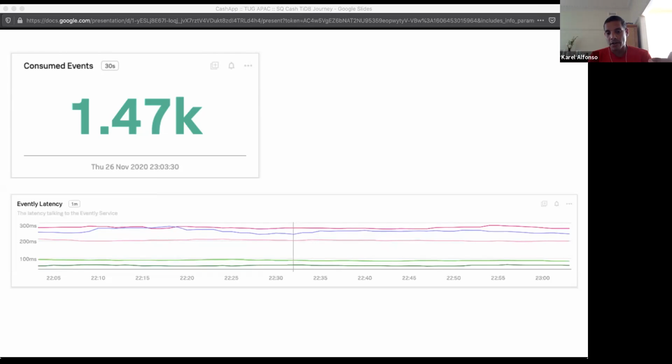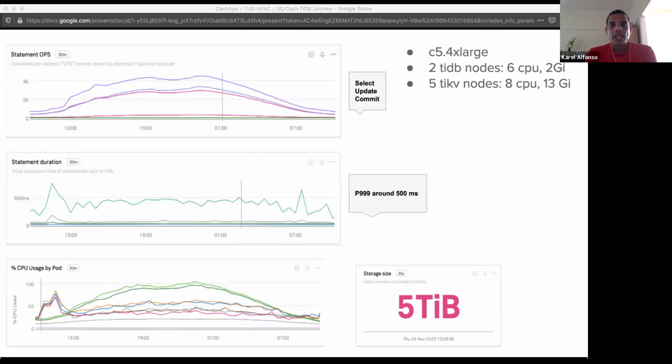And this is for acknowledgement of messages to the topics, fetching, redeliveries. And we're currently consuming 1.4 thousand events per minute. Next slide. On the TiDB layer, we deployed in Kubernetes. Like I said, we have 2 TiDB nodes and 5 TiKV nodes. You can see the specs in there. Our traffic peaks during the day are currently close to 4,000 QPS, queries per second.